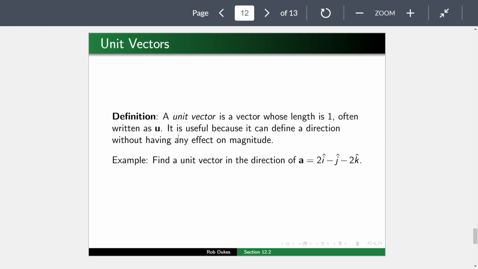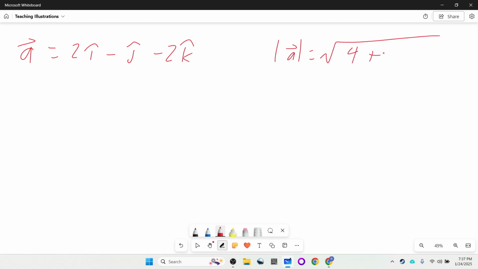So we're going to show how to find these unit vectors, and the basic idea is, say we're given a vector, we find its length and divide it out. So let's find a unit vector that's the same direction as A, which is 2i minus j minus 2k. So if A is 2i minus j minus 2k, then the length of A is the square root of 4 plus 1 plus 4, which is the square root of 9, or 3.